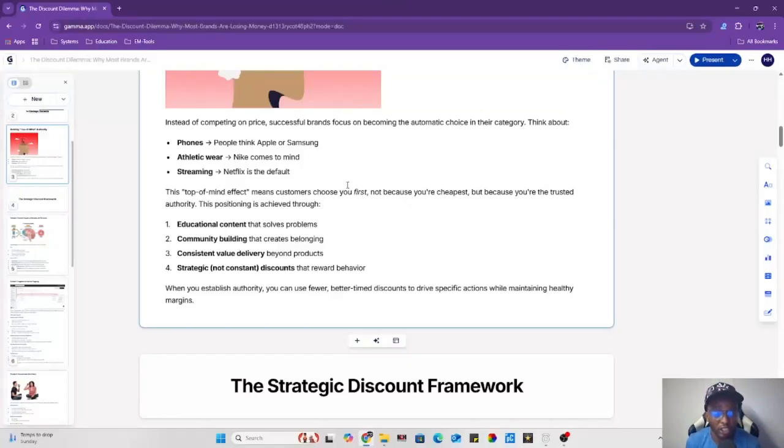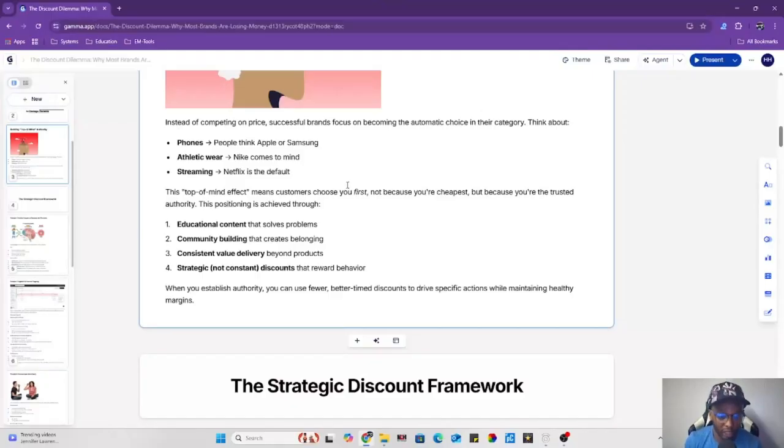Number four, strategic, not constant, discounts to reward behavior. So they utilize strategic discounts as a way to reward people's behavior. When someone provides a review on a product, they give them a discount to reward that behavior. When someone signs up to their email newsletter, they provide them a discount to thank them for that behavior. And they're not using discounts in a constant way that does not reward behavior.